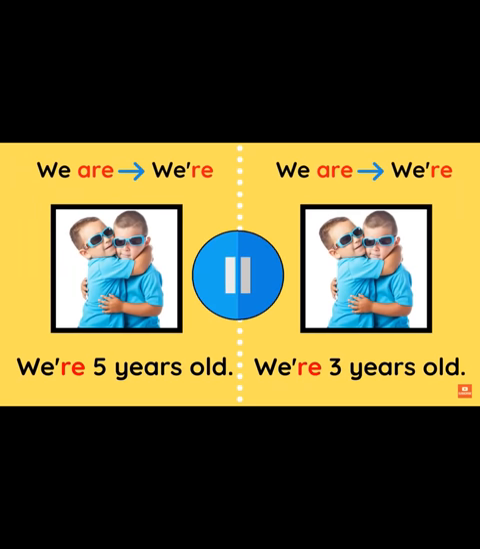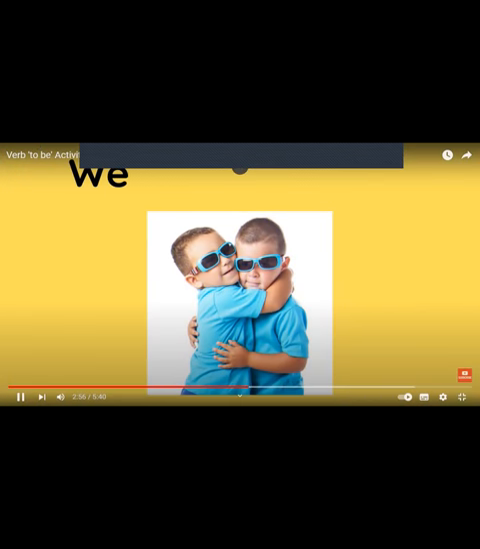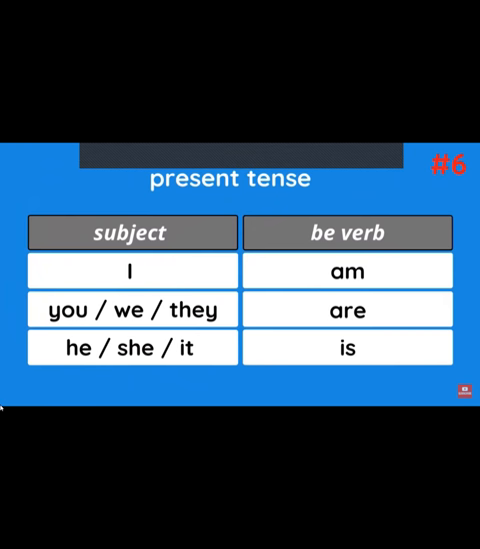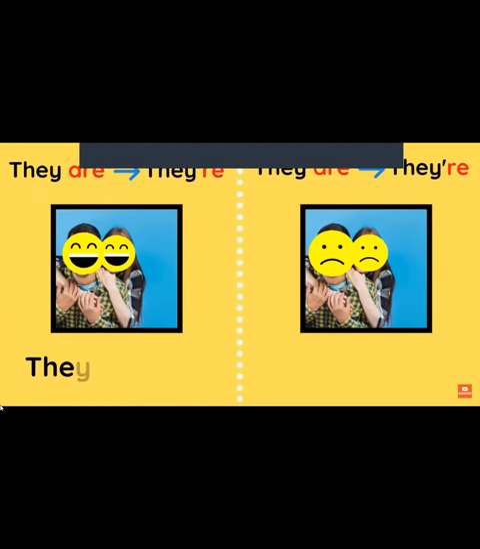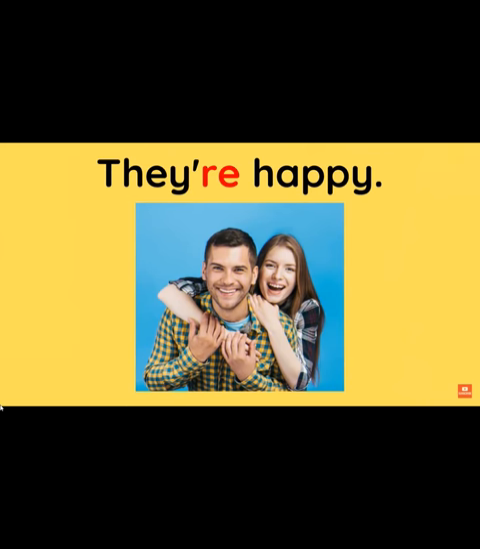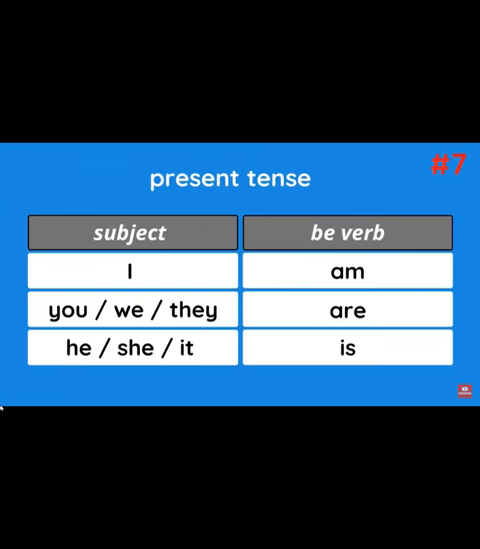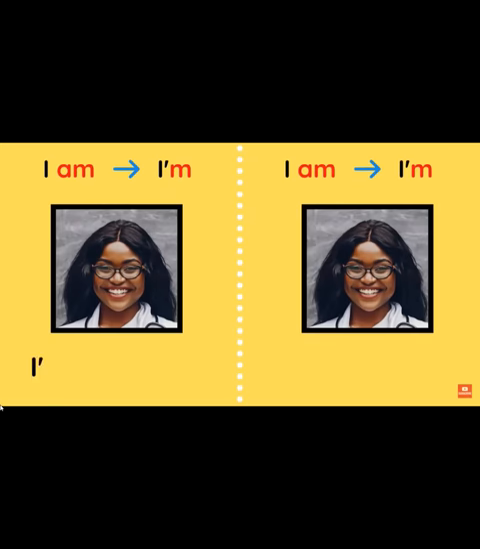we are 5 years old. We're 3 years old. What is the correct answer? We're 3 years old. Keep in mind, them plus the verb. They are happy. They're happy. They're sad. And the answer is they're happy. Okay, they're happy. Very good. Keep in mind, subject and verb.